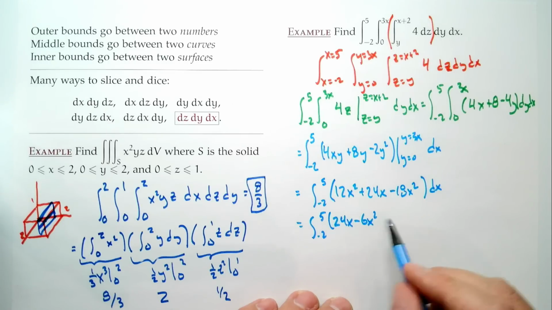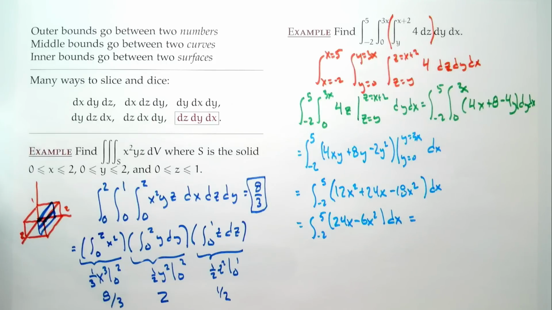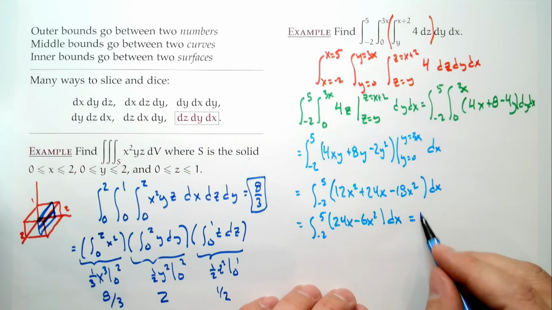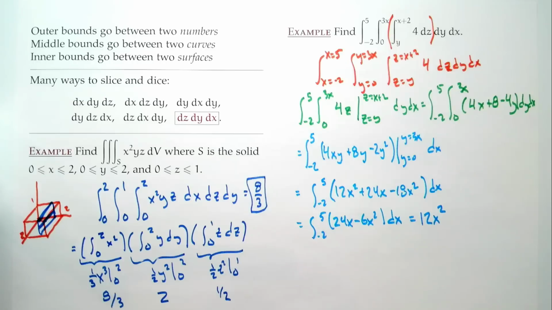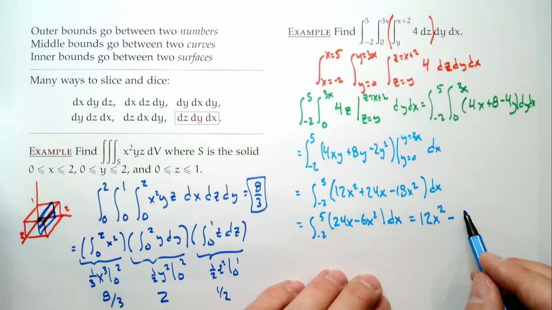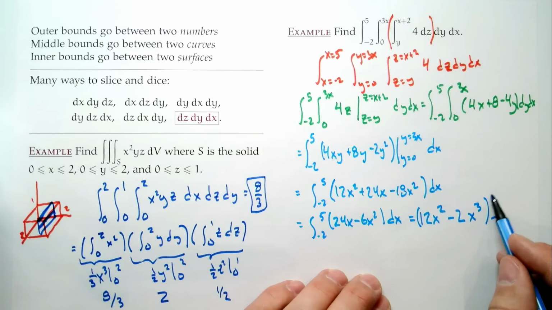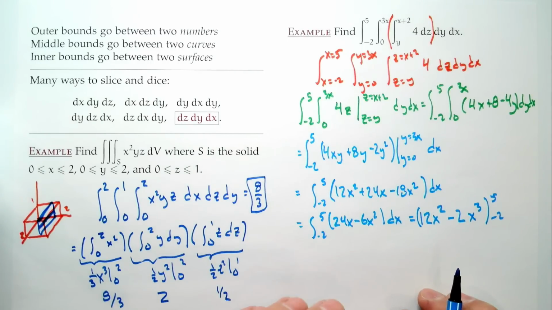We might as well put the x squareds together. Hopefully that saves us some time. And now we're like, great. This is wonderful. We're in Calc 1 territory. We know how to do these. Integral of 24x with respect to x, 12x squared. Integral of 6x squared with respect to x. Well, something x cubed. What goes in front? Yeah, it's 2. And evaluate from negative 2 to 5, which is something.